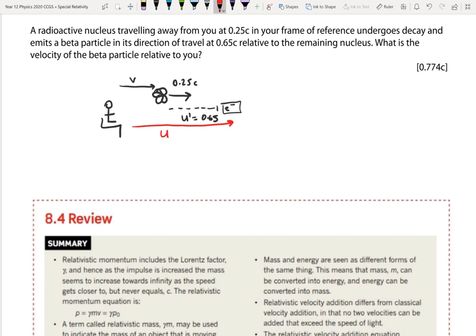So again, classical relativity says it should be 0.9c. Special relativity says a little bit less. Okay? 0.9? You want different definitions of a little bit? 0.774. A little bit less. Just a small difference.